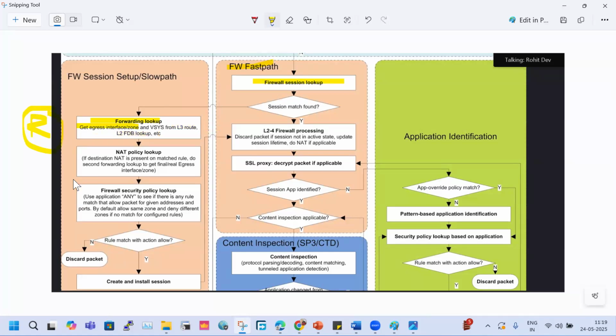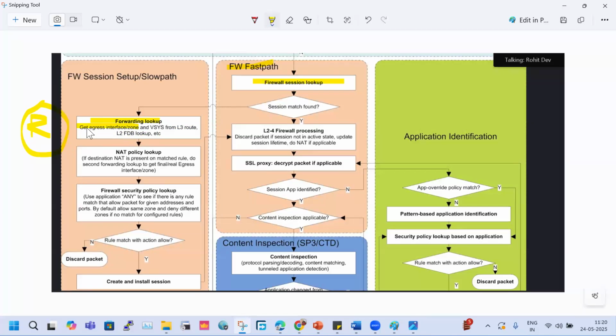Sorry for interrupting, I was searching. I have seen that the default TCP session timeout on a Palo Alto Networks firewall is 3600 seconds, which means 1 hour. Yes, that's what I was telling you. I was not sure. The default UDP session timeout is 30 seconds. Yes, it's 3600 seconds.